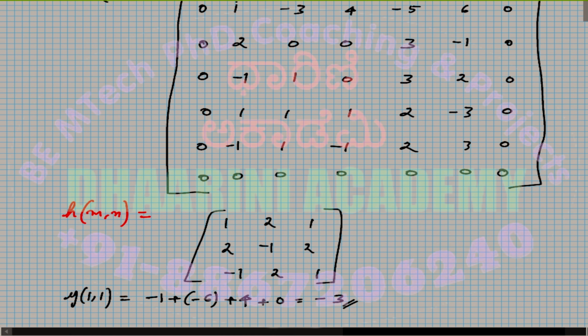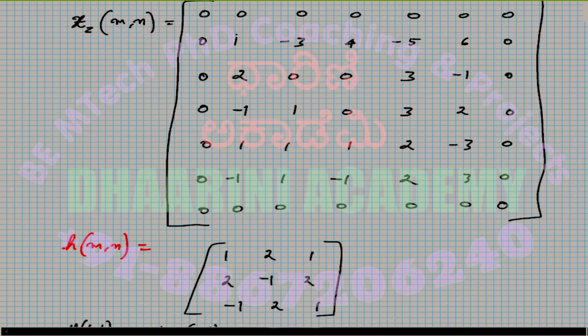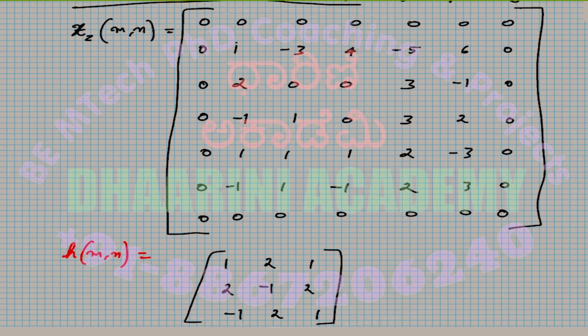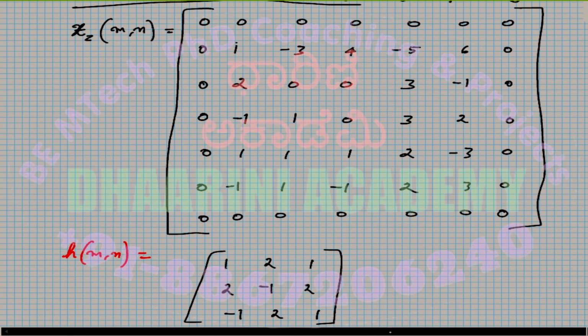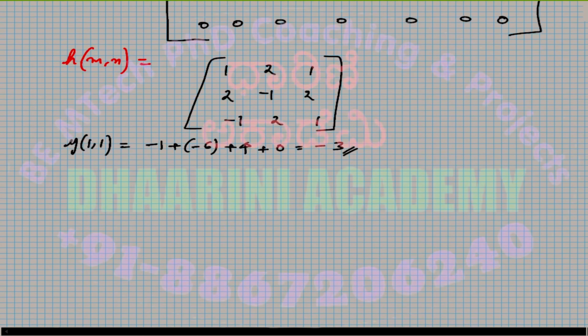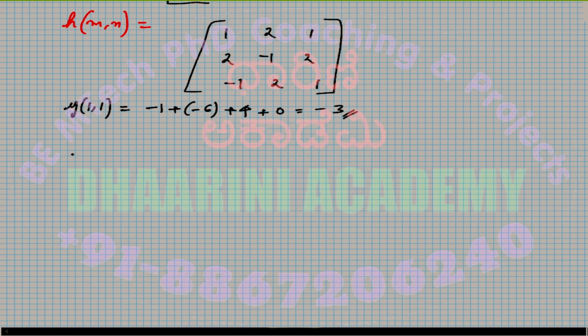Like this, take your time and complete a 5 into 5 matrix. Once you have the answer, you let me know. I'll write. I'm directly writing the result now. So this is y of m comma n, equal to minus 3, starting from minus 3. So next entry.